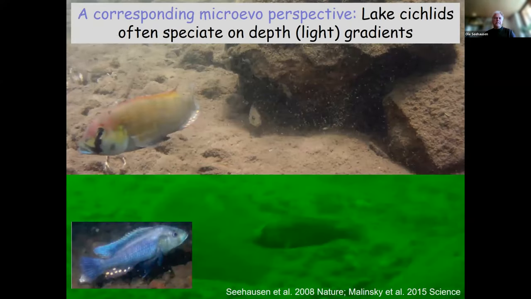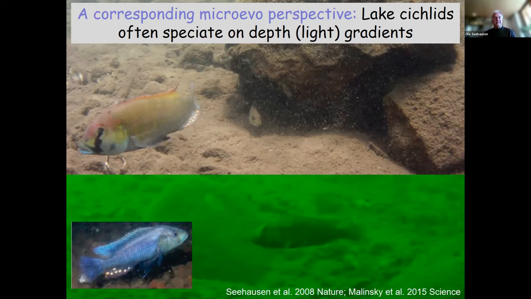We have also often taken a microevolutionary perspective on this same process, and we've shown, both in my group and in other groups, like here Milan Malinsky's work at Cambridge, that lake cichlids often speciate along depth gradients. In this case, this is in a crater lake that Milan studied. In shallow water, the light environment is white light, and the visual system is adapted to performing well in this condition. In deep water in this lake, the water is greenish, and the breeding coloration of the males also corresponds to these differences in the visual environment. So males reflect the color that is best visible in the local environment.